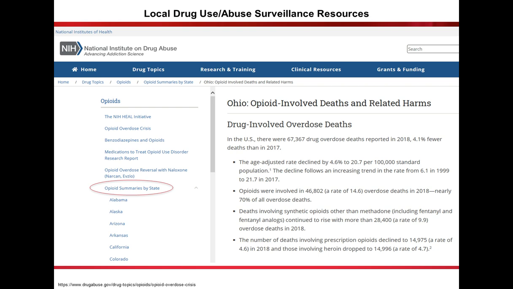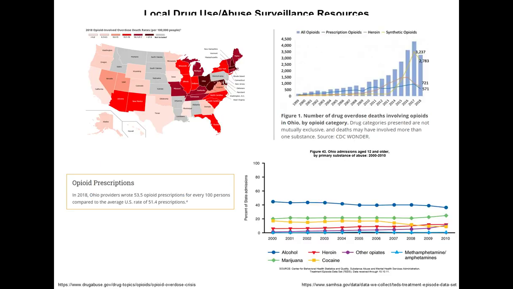So you can also gather information on the local level from these federal websites or these national websites. So the NIDA website, they also allow you to drill down and get summaries by your state for some things. And so this is an example of opioid summaries that are provided at the state level. You get information like this.